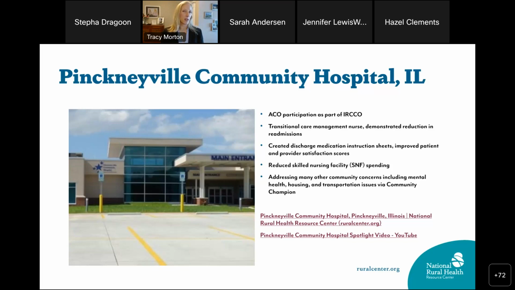A community champion is not the same as a community health worker. They don't have any interaction in individual patient care. It's more their representation of community back to facility and vice versa as a whole to improve overall community wellness. So pretty unique opportunity.